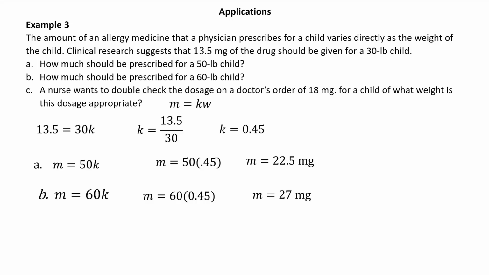And on this last part, they are telling us the prescription and asking what weight child would get that prescription. So 18 milligrams is our amount, and we're looking for the weight of the child. So 18 is equal to 0.45, which is K, times W. And so the weight is 18 over 0.45, which is 40 pounds.